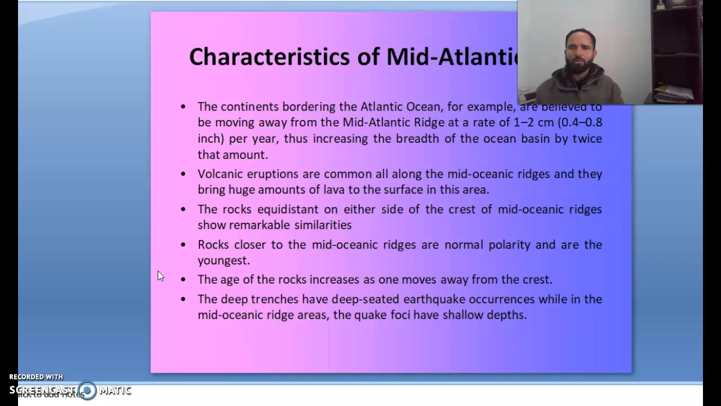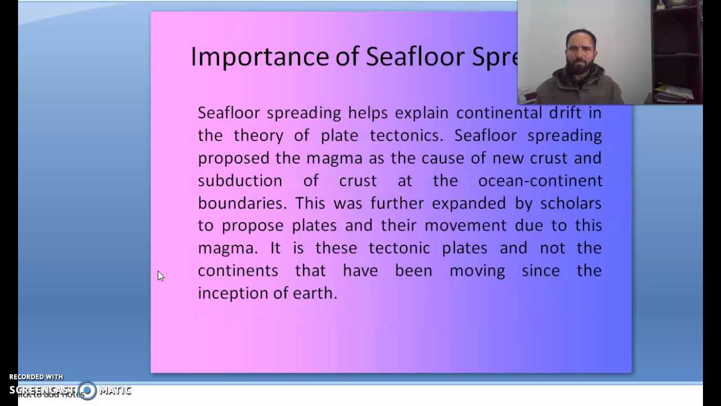Volcanic eruptions are common to all the mid-oceanic ridges, and they bring a huge amount of lava to the surface of this area. Rocks equidistant on either side of the crest of the mid-oceanic ridges show remarkable similarities. Rocks closer to the mid-oceanic ridges are of normal polarity and are the youngest. The age of the rock increases as one moves away from the crest. The deep trenches have deep-seated earthquake occurrence, while in the mid-oceanic ridges, the quake foci have shallow depths.